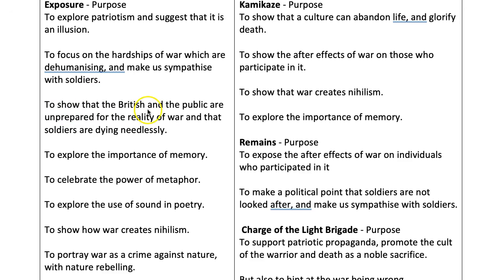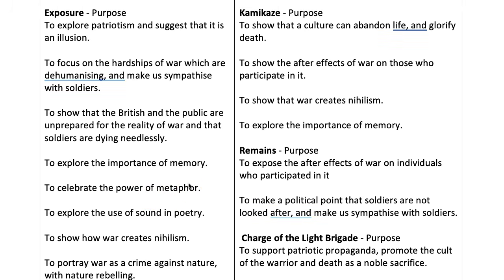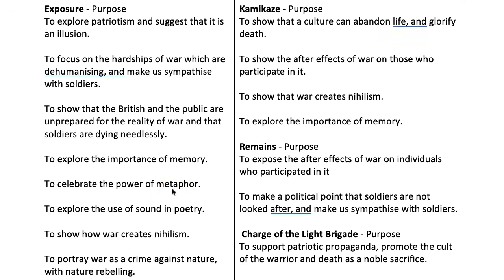He's writing for the British public and trying to show them that they're not prepared for the reality of war. They still think it's noble and honourable, but actually soldiers are dying needlessly, not just in battle, but freezing to death, because of the conditions and their lack of proper clothing and equipment. It's also to explore the importance of memory, as we see when they start dreaming of home. It's to celebrate the power of metaphor. This nature attacking them is all told through metaphors, where nature is presented as an army. And that's, if you like, a structural technique that I'm going to be able to compare.